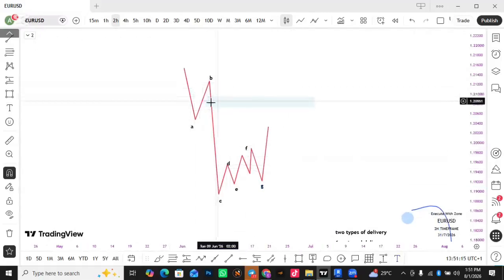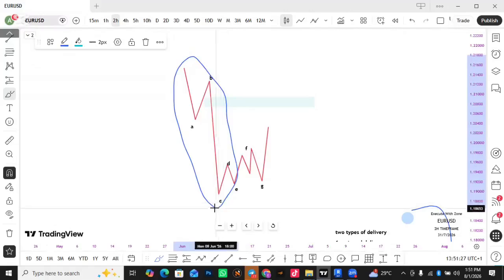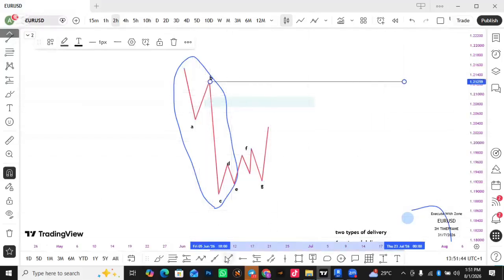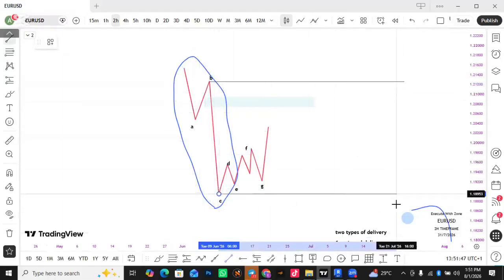Now, from this point A to point B to point C, that is our external. Let's focus on this. From point A to B to C is our external, because it's the bigger move. And why is it the bigger move? Because price is still inside this external high and this external low.